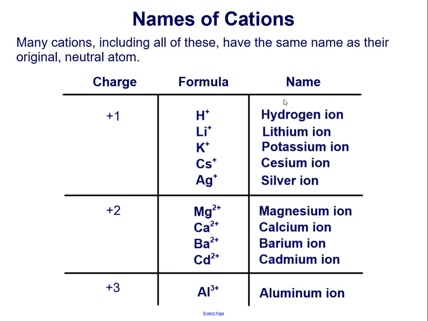Names of cations. Many cations, including all of these, have the same name as their original neutral atom: hydrogen, lithium, potassium, cesium, silver, magnesium, calcium, barium, cadmium, aluminum. There's no difference between these cation names and the names of the original neutral atom.